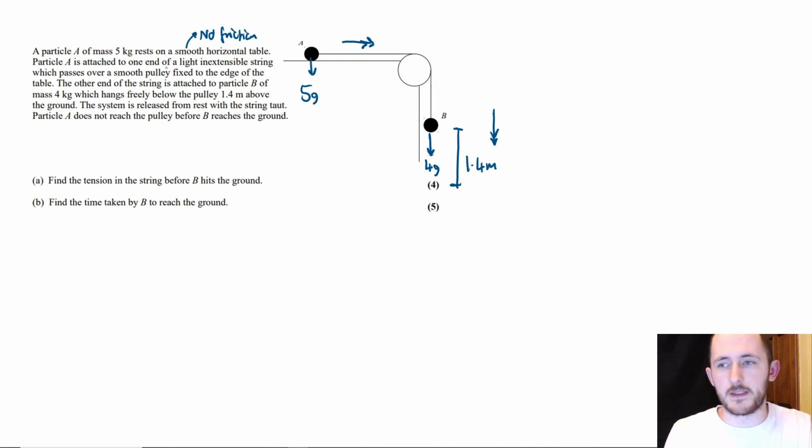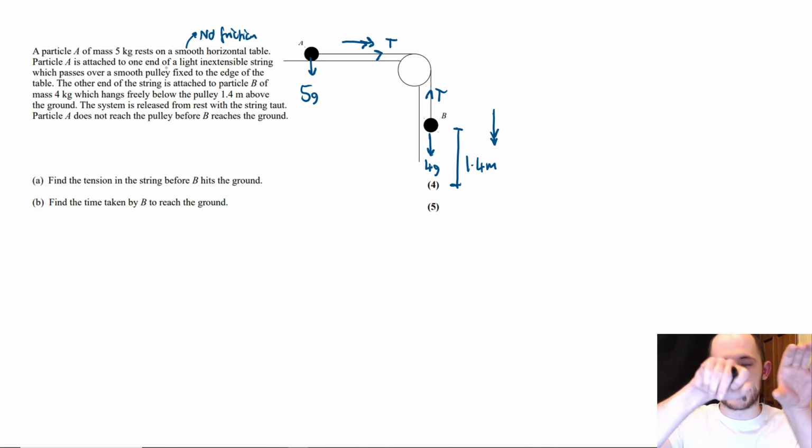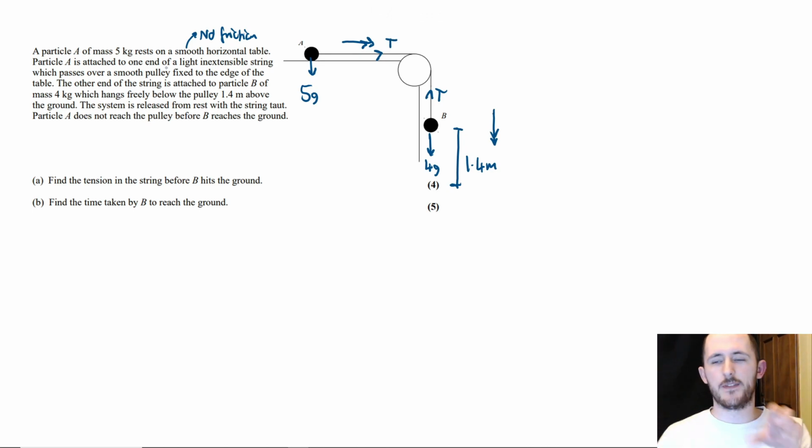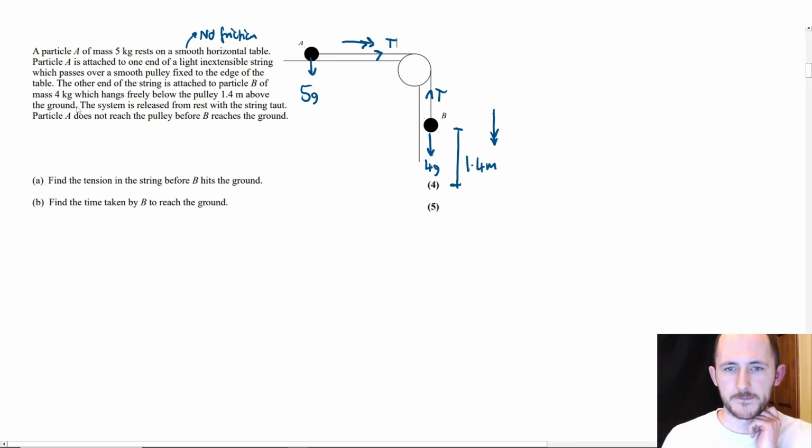Okay, cool. The other thing we can do is actually add the tension lines. So the tension should be up for this guy and to the right for this guy, because again, the tension is what's dragging the object along. Part A says find the tension in the string before B hits the ground, because when it hits the ground there's obviously no tension. So what we can do here is resolve for A and B. Now you might notice something interesting with A.